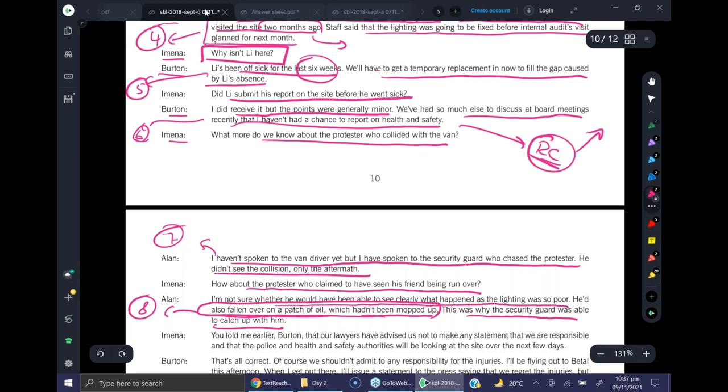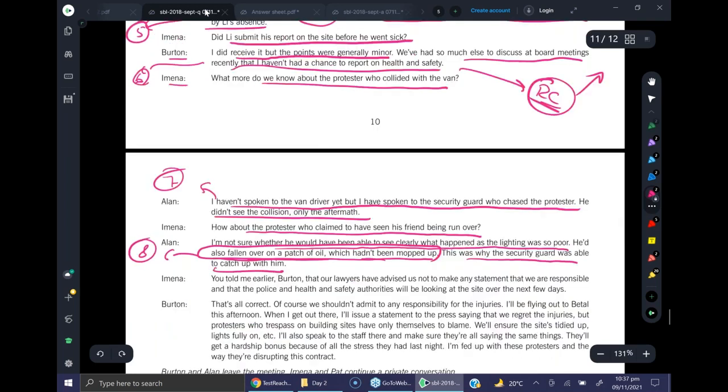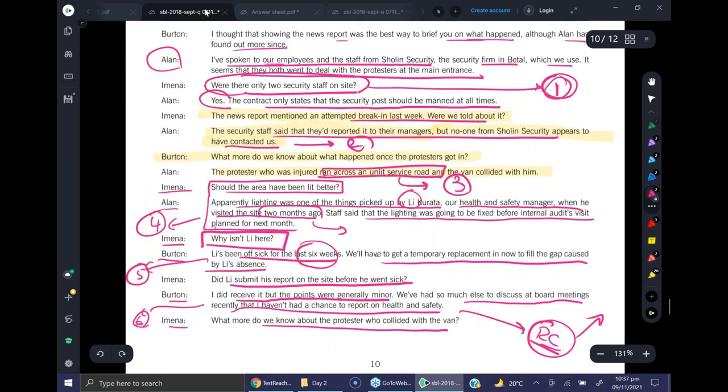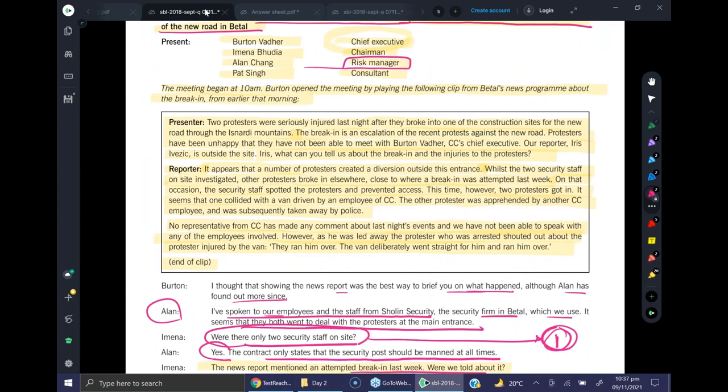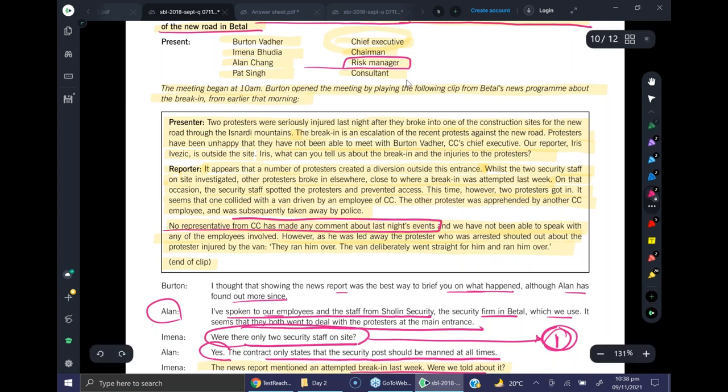Do you see any ethical issues so far? There are control problems, clear cut, we have discussed them, but do you see a problem in that no representative from CC has made any comment about last night's events? Not having any communication is an ethical issue, and this can damage the reputation of CC, as they will be seen as a negligent company.